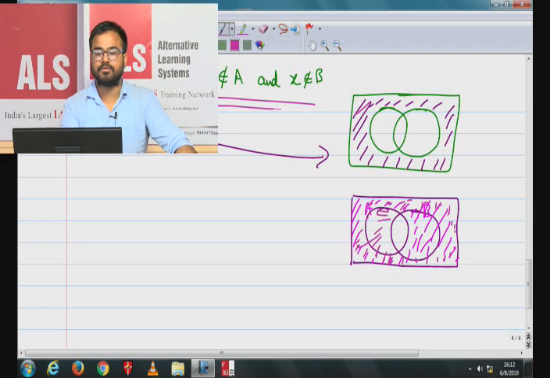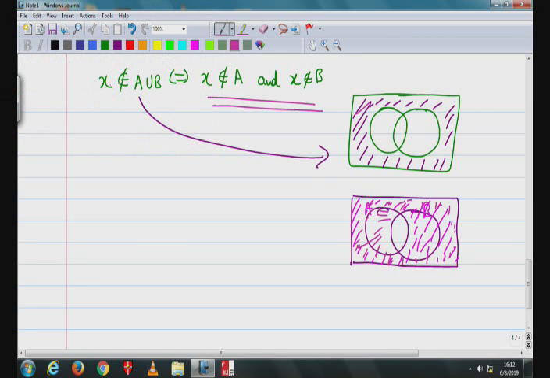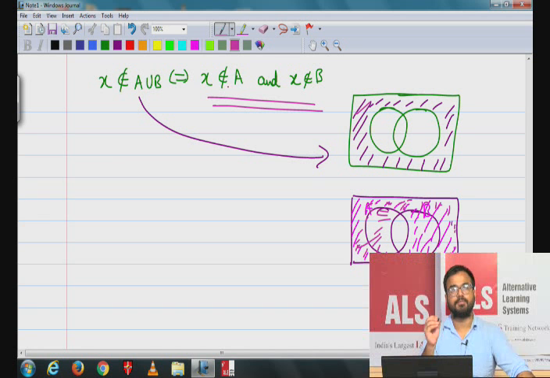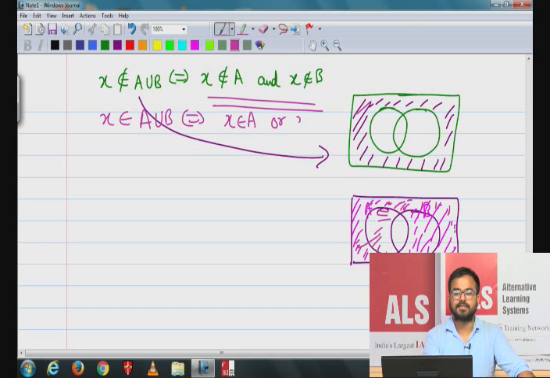So always remember these two things. If X does not belong to A union B, it means that X does not belong to A as well as X does not belong to B. And if X belongs to A union B, it means X belongs to A or X belongs to B. This is the meaning, you can remember it like this.